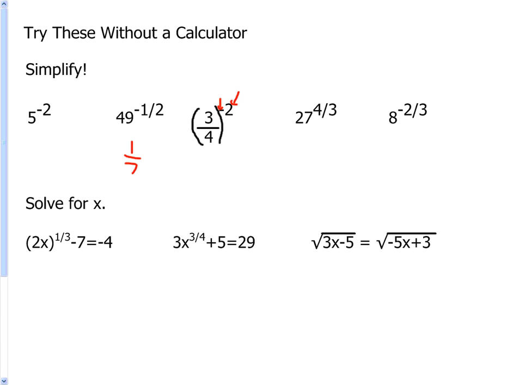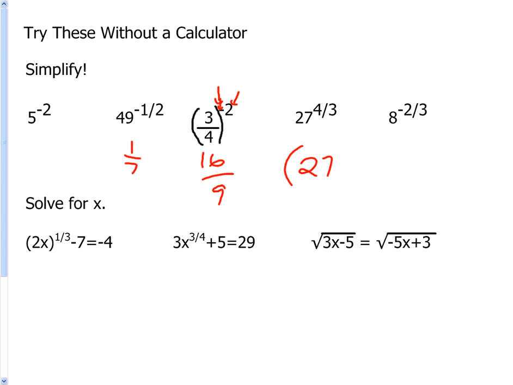Okay, this one, just ignore the negative for a second. Let's do the 2. 3/4 squared. What's that? 9/16, just like you'd kind of expect. So it's 9/16, but then what does that negative do? Flips it. So it is what? 16/9.